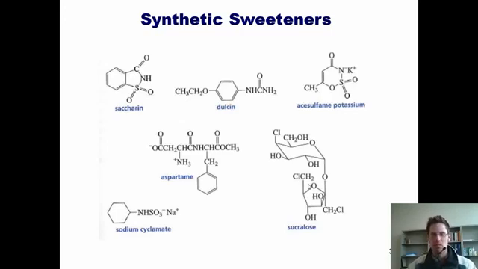It's made by selectively replacing 3 of sucrose's OH groups with chlorines. The body doesn't recognize sucralose as a carbohydrate, so it gets eliminated from the body unchanged. Hence, we can eat sucralose, it tastes sweet, and we don't gain all of the caloric intake that we would from traditional carbohydrates. Well, that ends my lecture for this chapter.